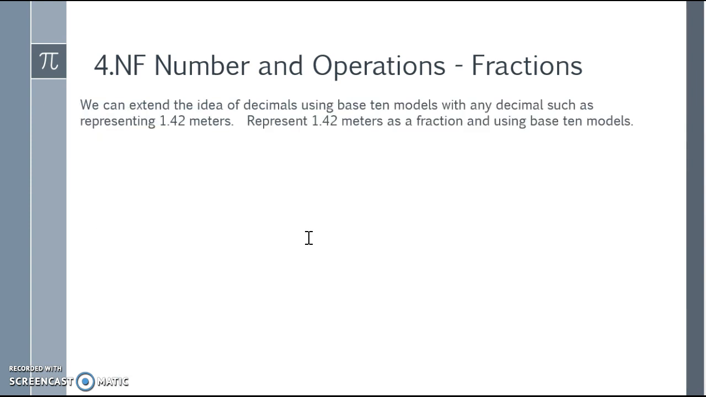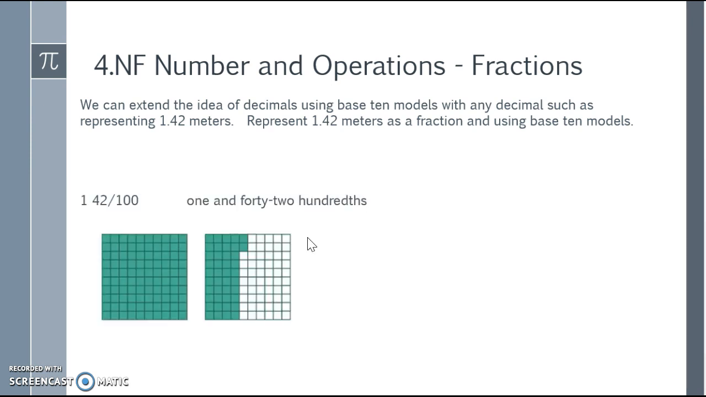We can extend the idea of decimals using base 10 models with any decimal, such as representing 1.42 meters. Represent 1.42 meters as a fraction and using base 10 models. As a fraction would be 1 and 42 hundredths. So 1 full base 10 block flat would need to be there, plus a portion of a second one, particularly 42 little units highlighted.